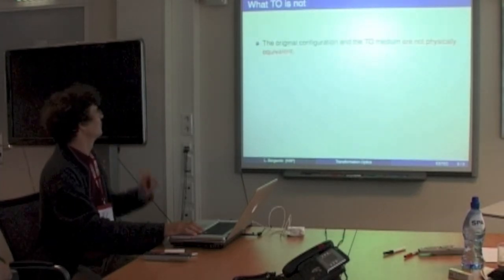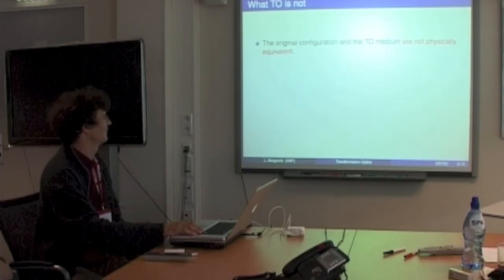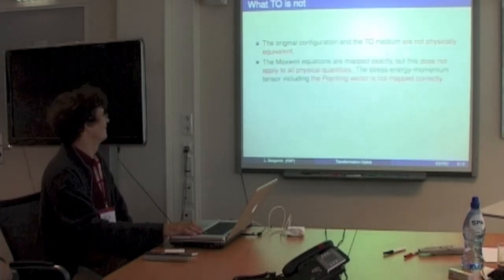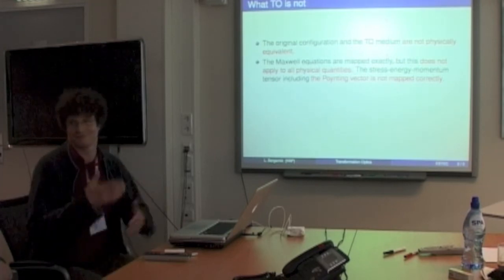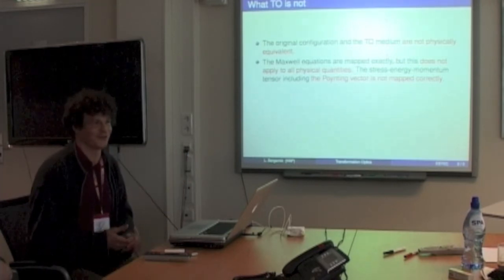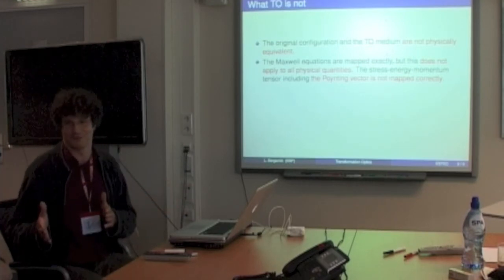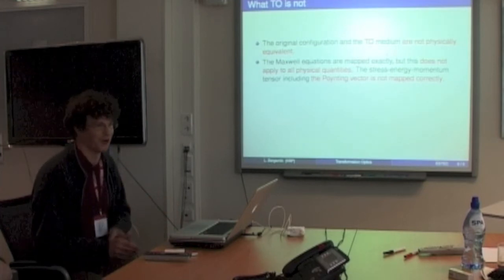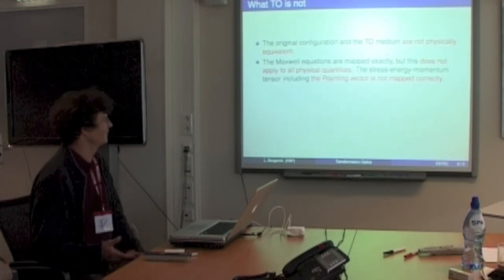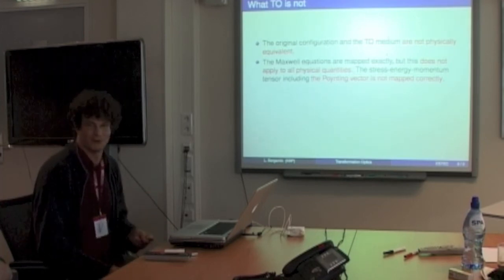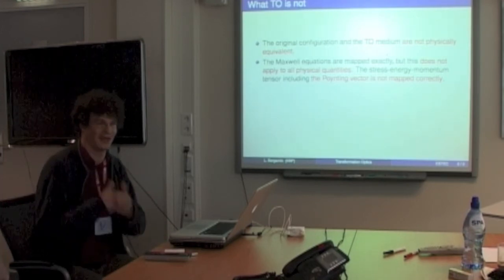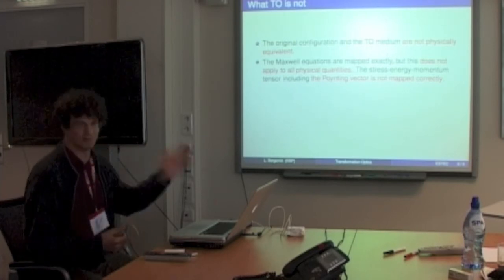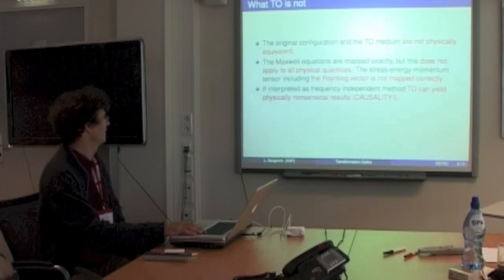Transformation optics automatically does this for you. And now the words of warning, what it is not. The original configuration and the transformation optics medium are not physically equivalent. The Maxwell equations are mapped exactly, but this does not apply to all physical quantities. That's the same statement in essence. Of course, if it was physically equivalent, everything would be mapped. And of course, if it's not physically equivalent, there must be something that is not mapped. And what is not mapped correctly is notably the stress-energy-momentum tensor. So as soon as you talk about energy, about momentum, about the Poynting vector, these things are not mapped correctly.